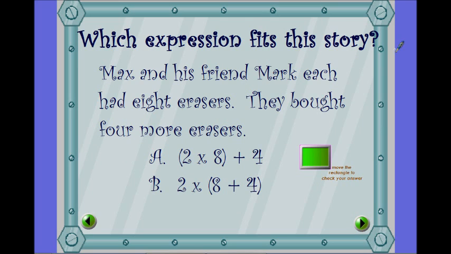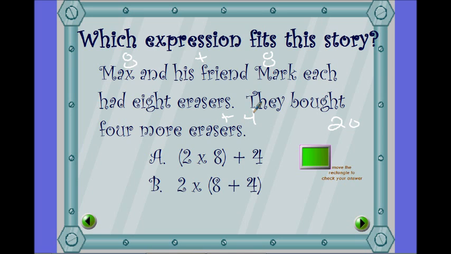Alright, and then it says, which expression fits the story? So it says Max and his friend Mark each had 8 erasers. So each one of them had 8. They bought 4 more. So if each one of them had 8, that means Max has 8, and then Mark has 8, and then they bought 4 more. So if you wanted to figure out, you can just add all these together, and you know you're going to have an answer of 20. Because 8 plus 8 is 16, plus 4 is 20.